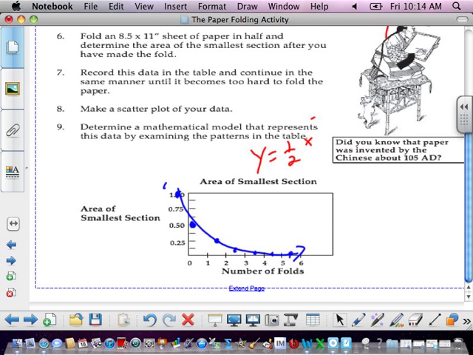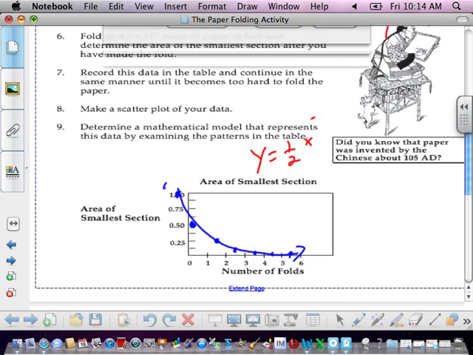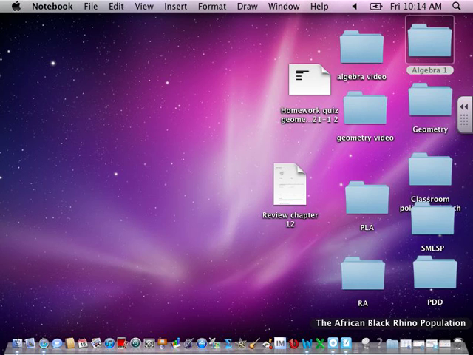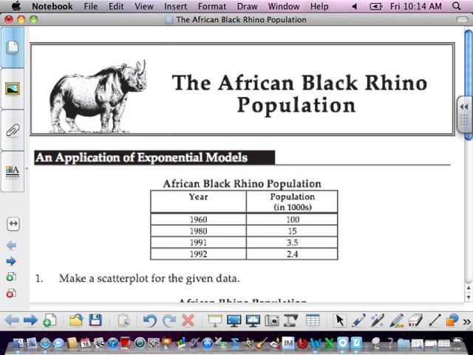All right. So ladies and gentlemen, we're now going to look at our rhino activity. Yes, black African rhinos are being endangered because the gray ones aren't endangered as badly as the black ones. Okay, the African black rhino population. All right, this is what we are going to do next. Okay, so some of you have this already and you can pull it out. I believe I gave a couple people it yesterday.